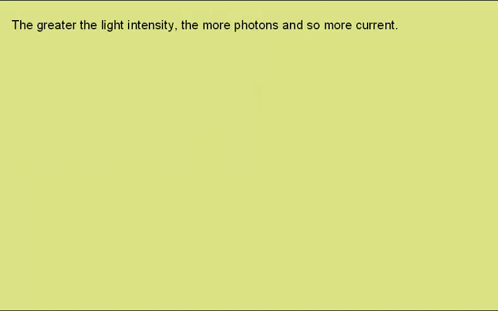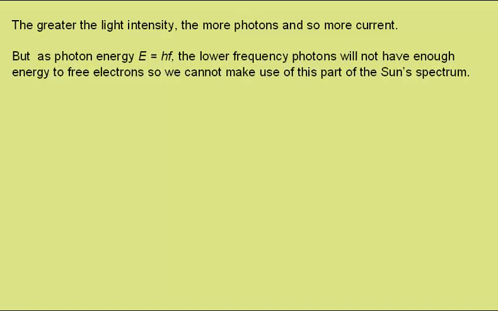For any solar cell, the greater the light intensity, the more photons there are, and so the more current. But as photon energy E is equal to hf, where h is Planck's constant, and f the frequency of the light, the lower frequency photons will not have enough energy to free electrons, so we cannot make use of this part of the sun's spectrum.